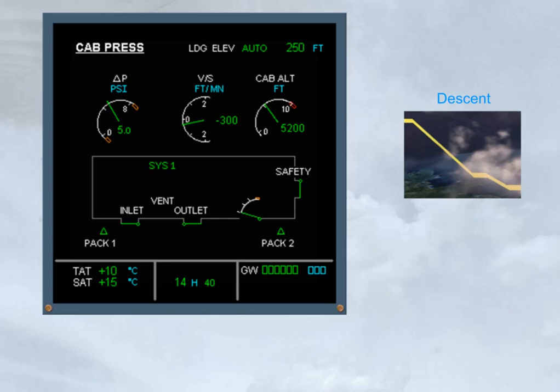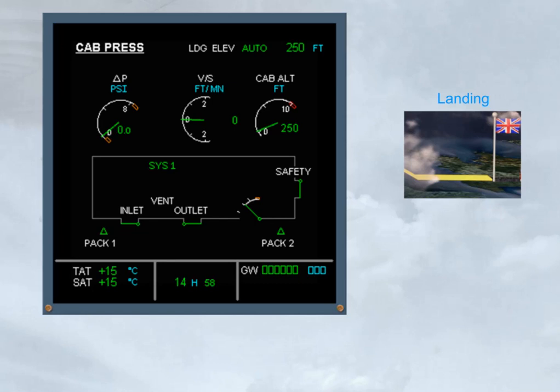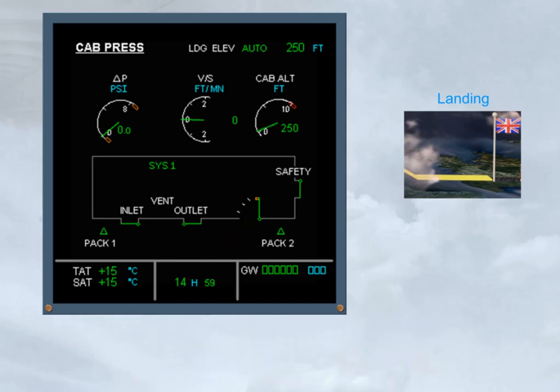During the descent phase, the pressure rate is optimized so that the cabin reaches landing field pressure just prior to landing. Note, for passenger comfort, the automatic function will limit the rate of cabin descent to a maximum of approximately 750 feet per minute. At touchdown, the cabin altitude should be at the airfield elevation and there should be no residual pressure. To ensure this, a few seconds after touchdown, the outflow valve fully opens by the active controller. A few seconds after the outflow valve is fully open, an automatic changeover of the system controllers occurs in preparation for the next flight. This happens so that both systems are used equally.